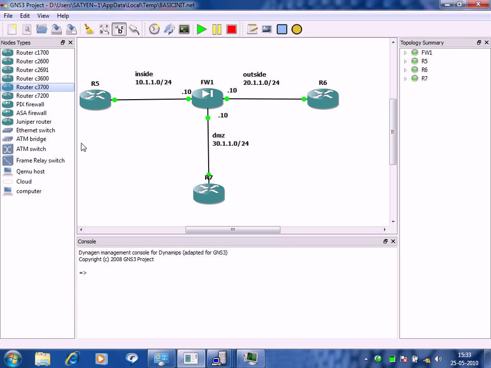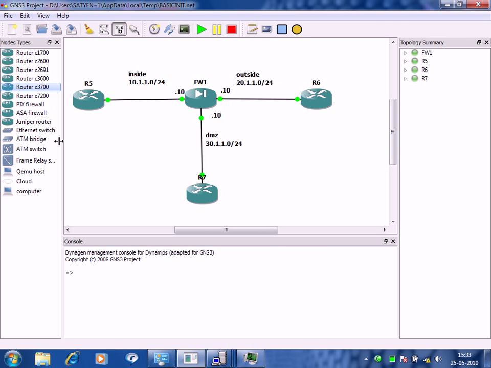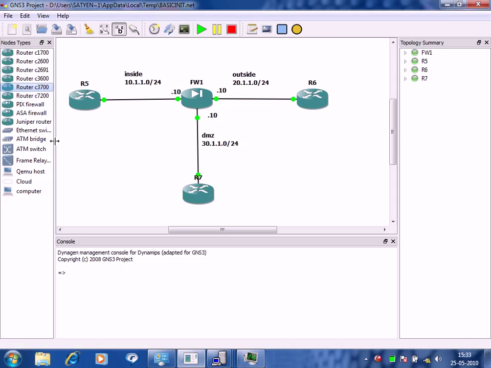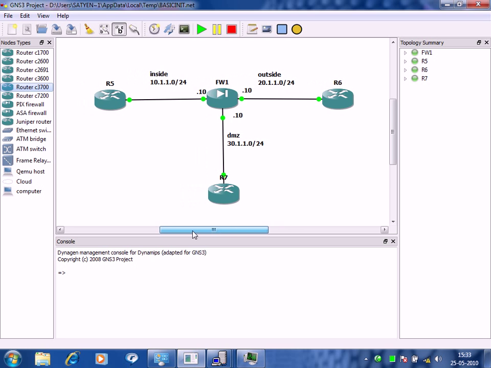Okay, so that's the topology. First we will start with the basic initialization. We will allow something from outside, and that will be very specific. We will not allow generalized traffic like yesterday, when we allowed ICMP any or maybe TCP any or something else. Today we will look at it in a more specific way.